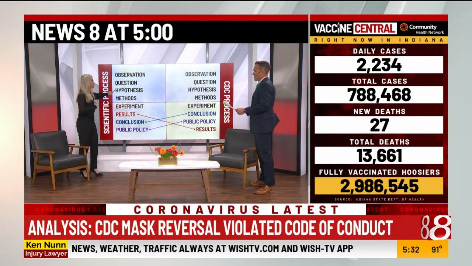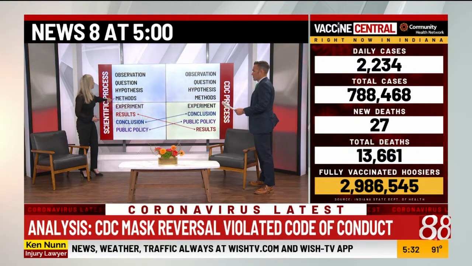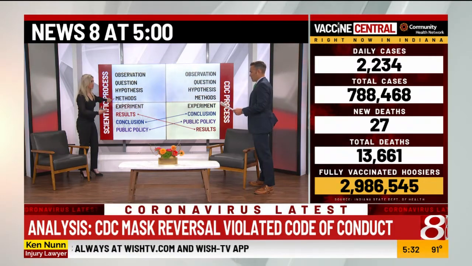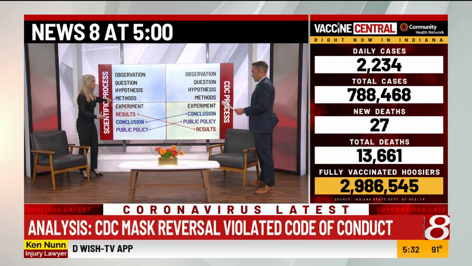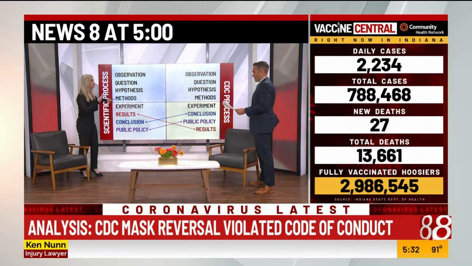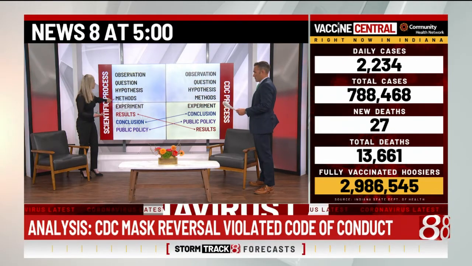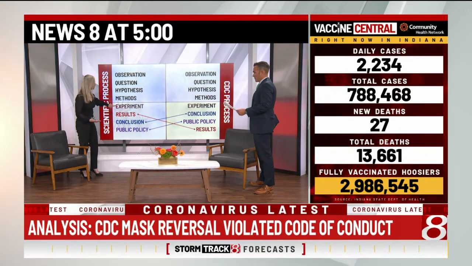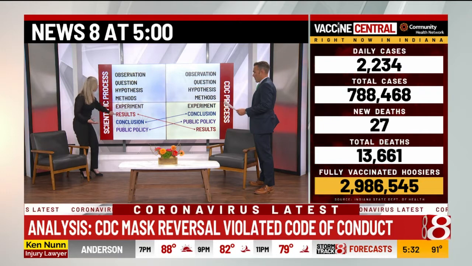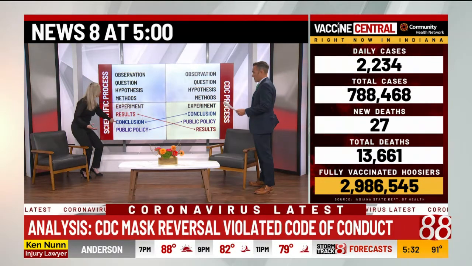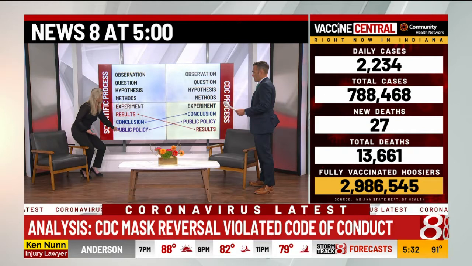So they make sort of a prediction. They have methods with how they're going to go about this research. Who's the sample size? Who's going to be included? What type of experiment are they going to be doing? So then they conduct the experiment. They get the results. They come to a conclusion. Public policy change, implementation.